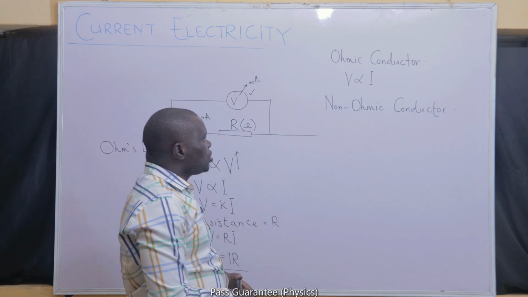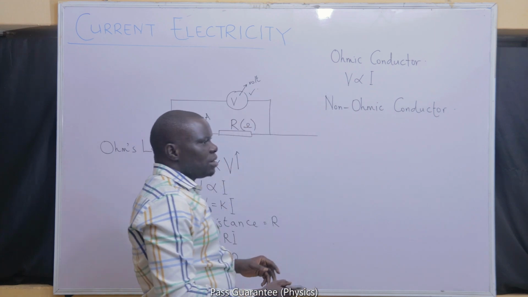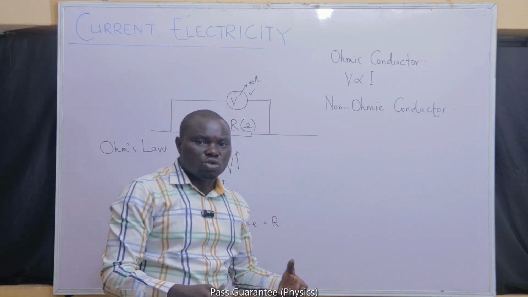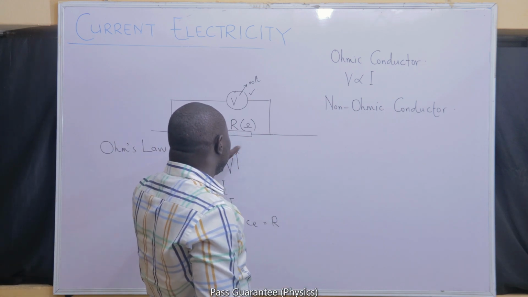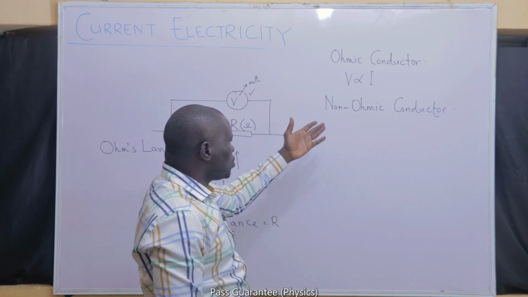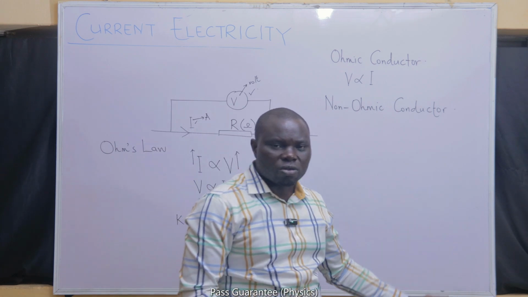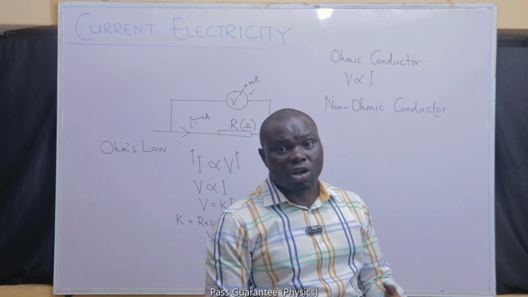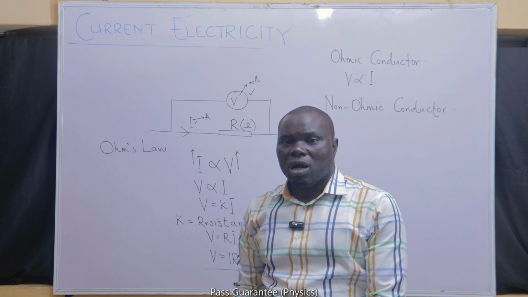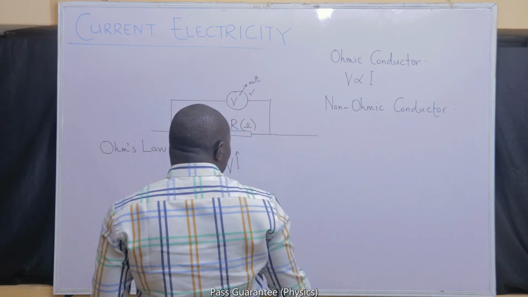Those conductors that do not obey Ohm's law are called non-ohmic conductors. They conduct electricity. Potential difference can be established across their ends, and current will definitely flow through them. But they don't do that linearly. The relationship between V and I for them is not linear. I will call those non-ohmic conductors. Examples of non-ohmic conductors are electrolytes. Electrolytes are conductors, but they are non-ohmic conductors. Gases are conductors, but they are non-ohmic conductors, because gases do not even conduct electricity at a certain range of pressure and voltage. Now, there are so many other non-ohmic conductors.